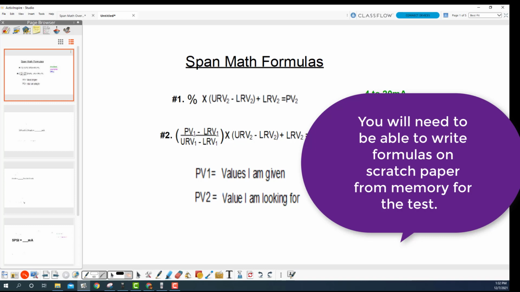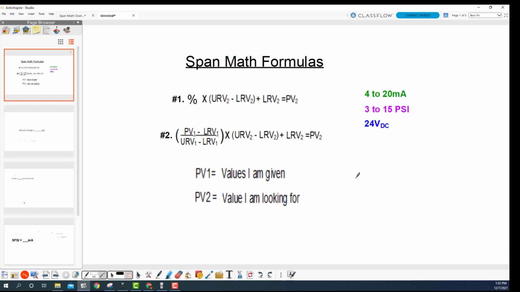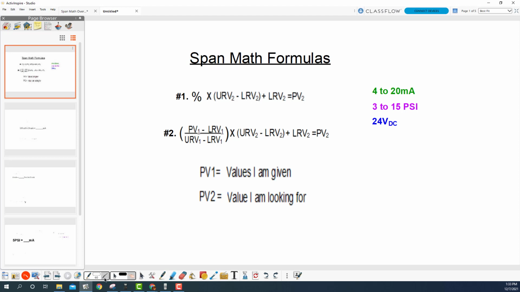The number two formula is more widely used for the problems we'll be dealing with. If we look closely at the formulas, you will notice there are a couple of different series of numbers. In this one, for instance, we're given a percentage and we are looking for our process variable number two. Notice the number two subscript behind each one of the values, here and here and here and here. The number two numbers are the value that I am looking for.